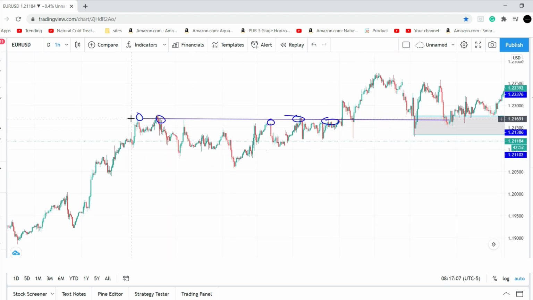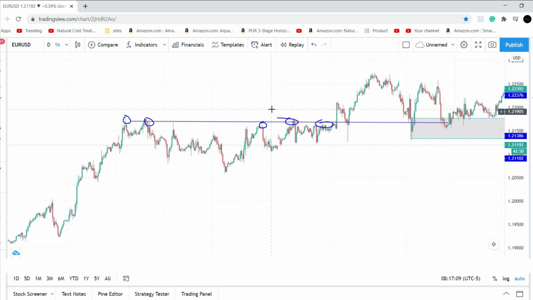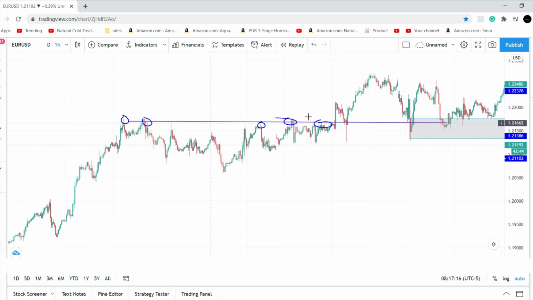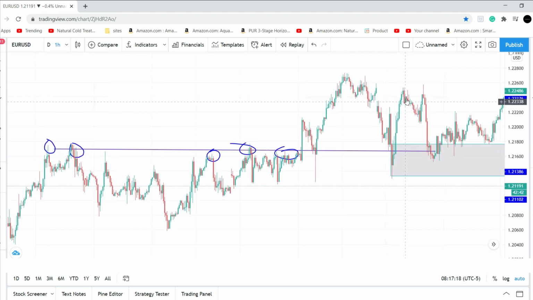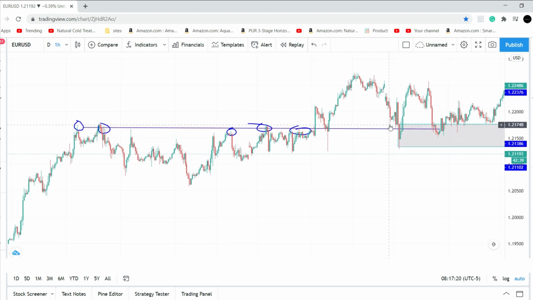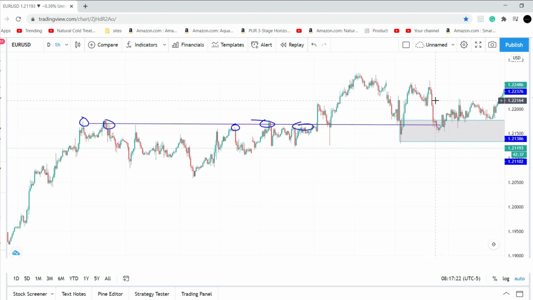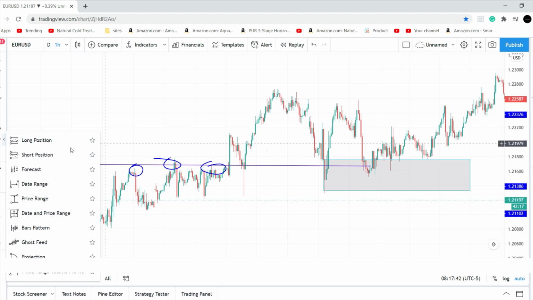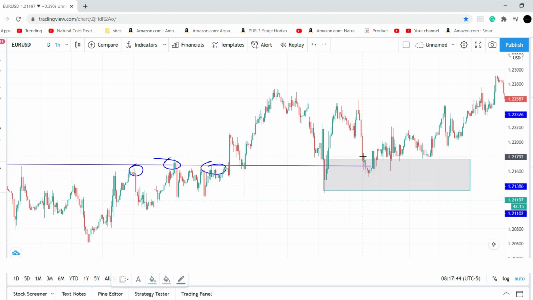We want support lining up. We have multiple taps. We want price to come back to this support area right here, and then we want it to bounce, give us a nice demand area, and then we want to get in. Now, in this video, we're going to keep it nice and simple. So I'm not really going to talk about entries and exits. I have multiple videos talking about that.